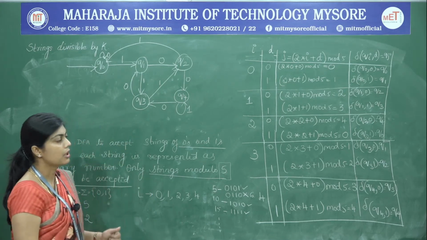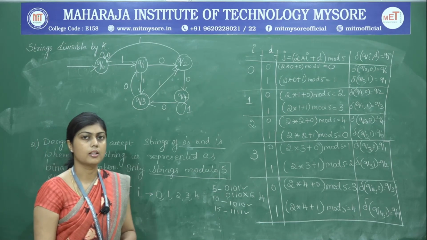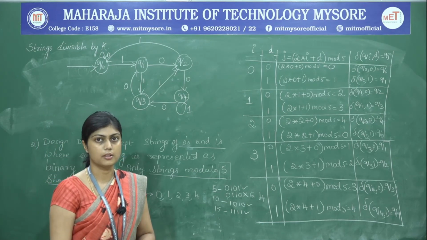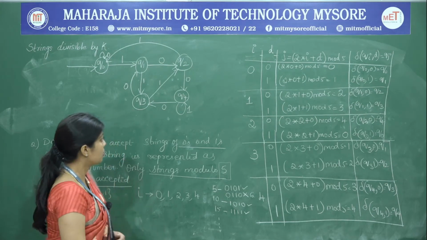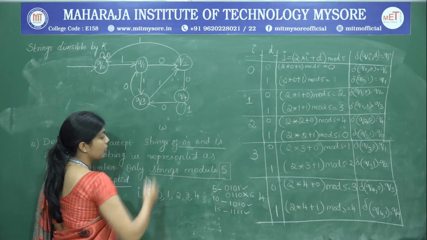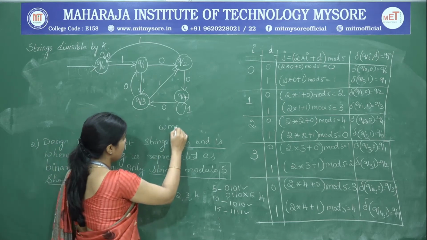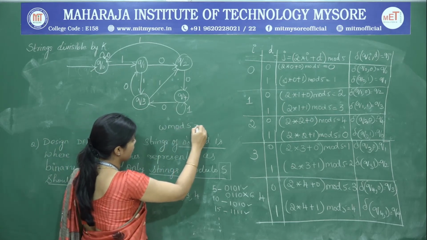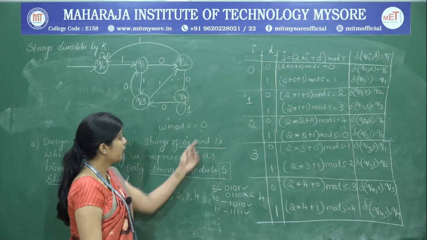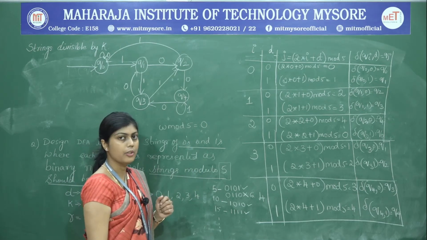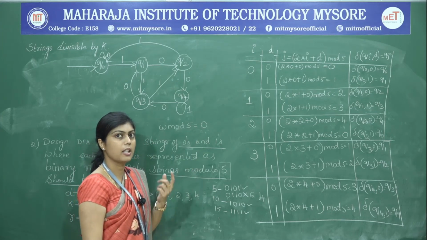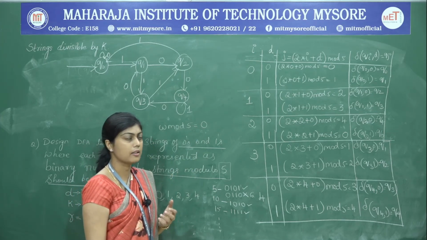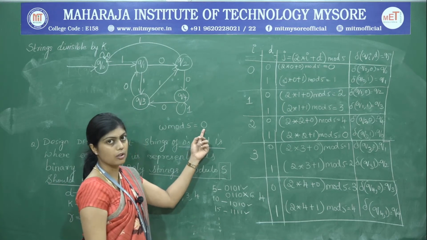Next, we have to determine the most important thing, that is the accepting state of this DFA. So how to determine the accepting state of the DFA? We know that for any string W that is given, we have W mod 5 equal to 0. So the remainder has to be 0, and the state which is accepting everything with a remainder 0 is nothing but Q0.